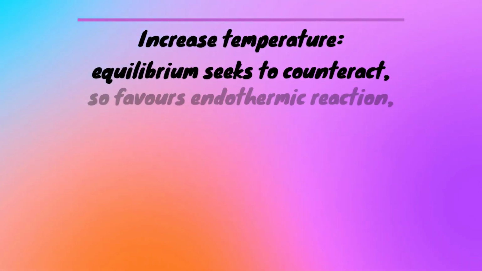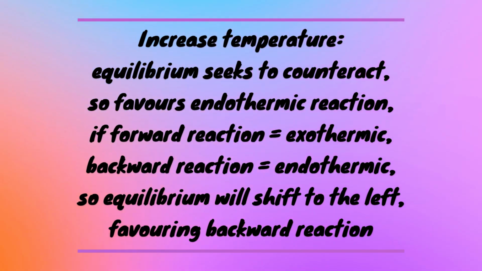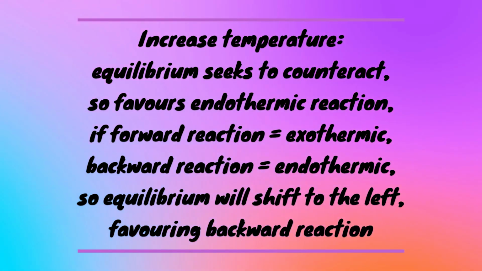And if we increase the temperature, equilibrium would shift to favour the endothermic reaction. So if an exam question told us that the forward reaction was the exothermic reaction, we could deduce that the endothermic reaction is the opposite, it's the backward reaction. So if we increase the temperature, equilibrium would shift to the left to favour the backward reaction.